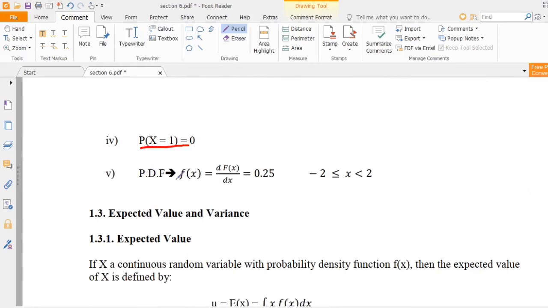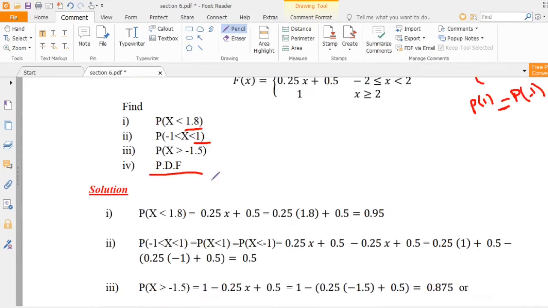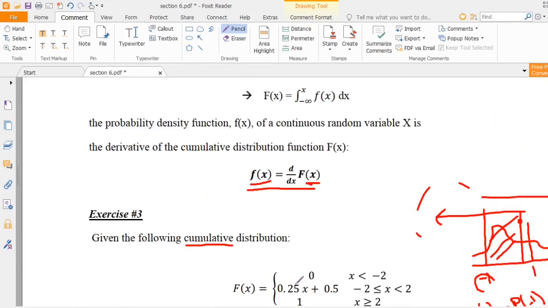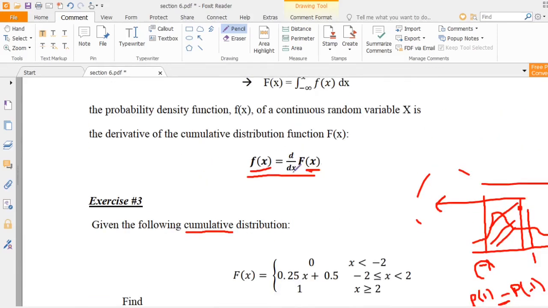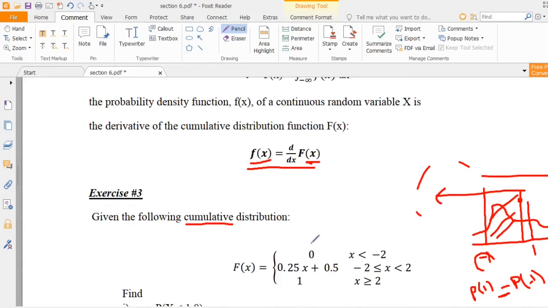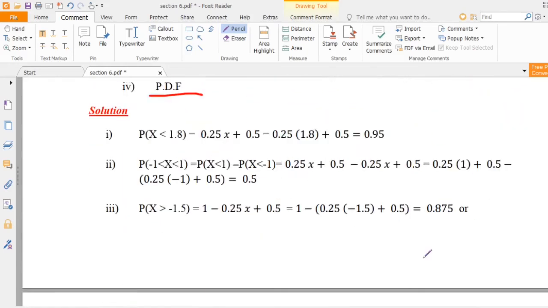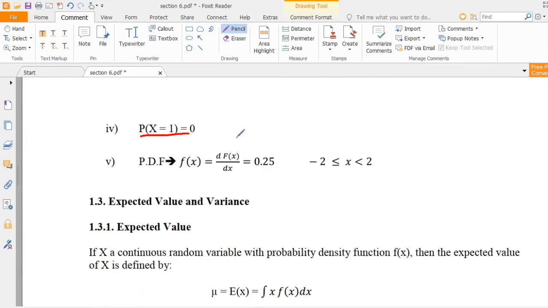And the last one asks about the PDF, the probability density function. So if you remember this feature, we did what? The derivative. So the derivative of 0 will be 0. The derivative of quarter x plus half is a quarter. The derivative of 1 is 0. So the last thing, you will get a quarter for the value of x between -2 and 2, and 0 elsewhere.